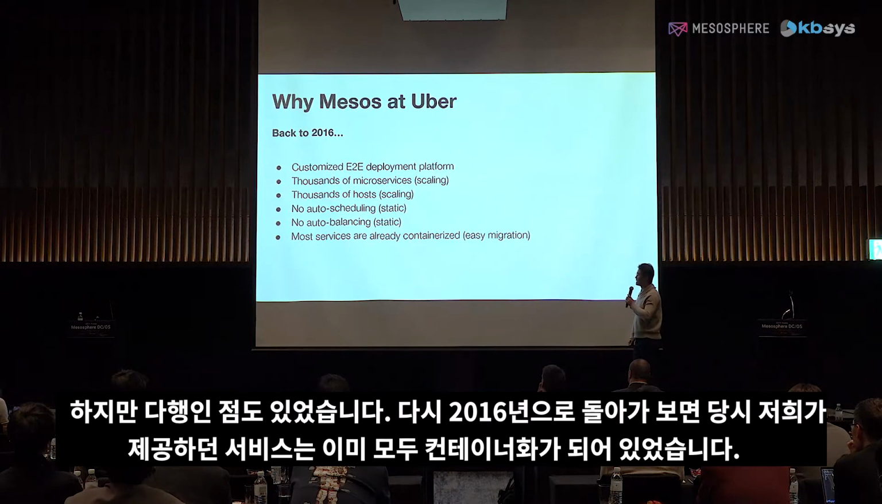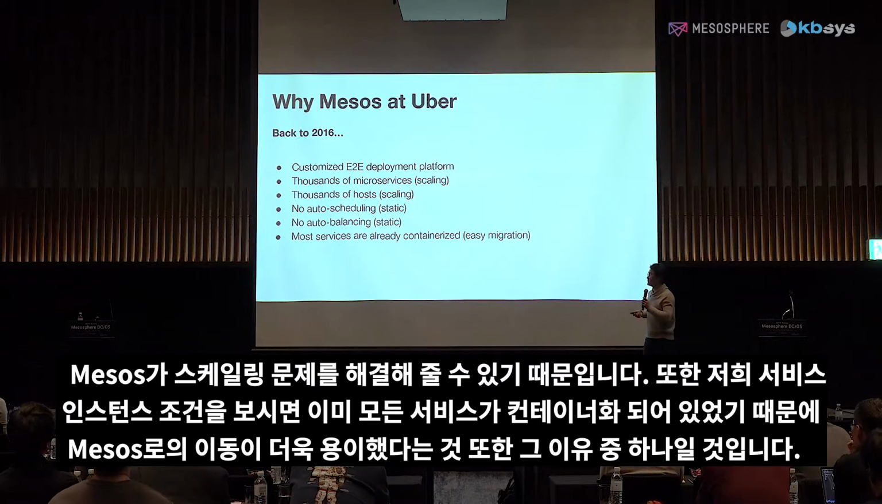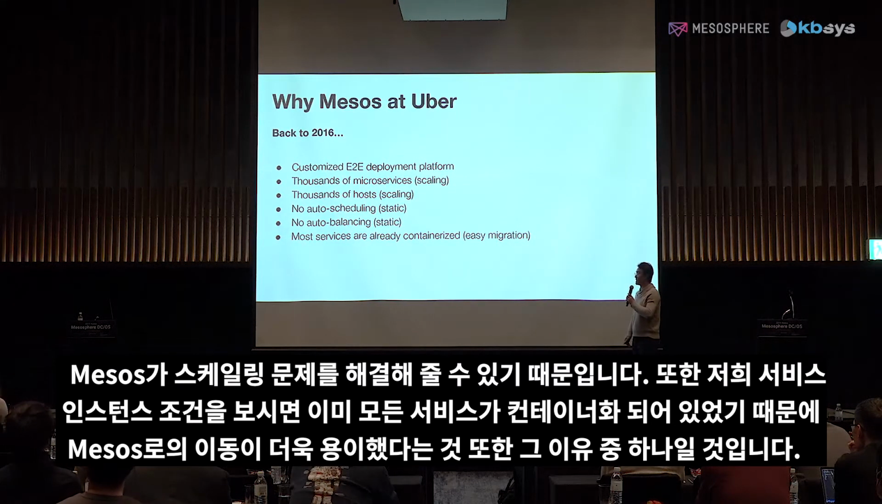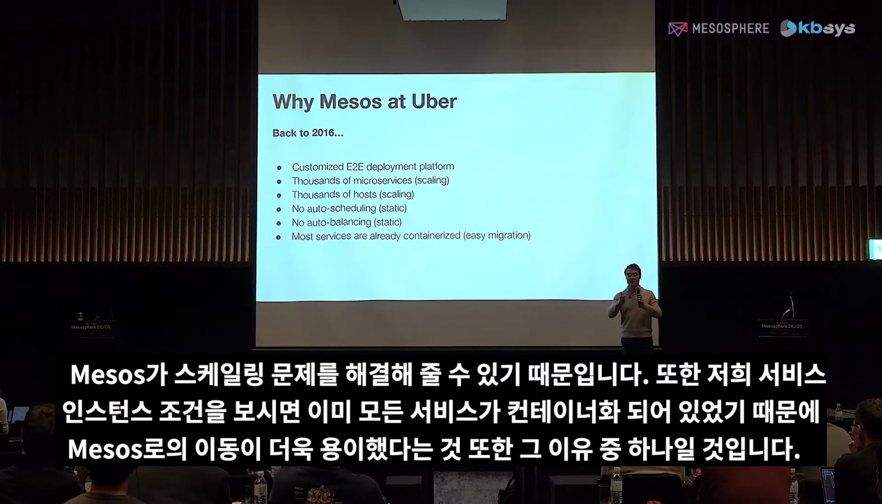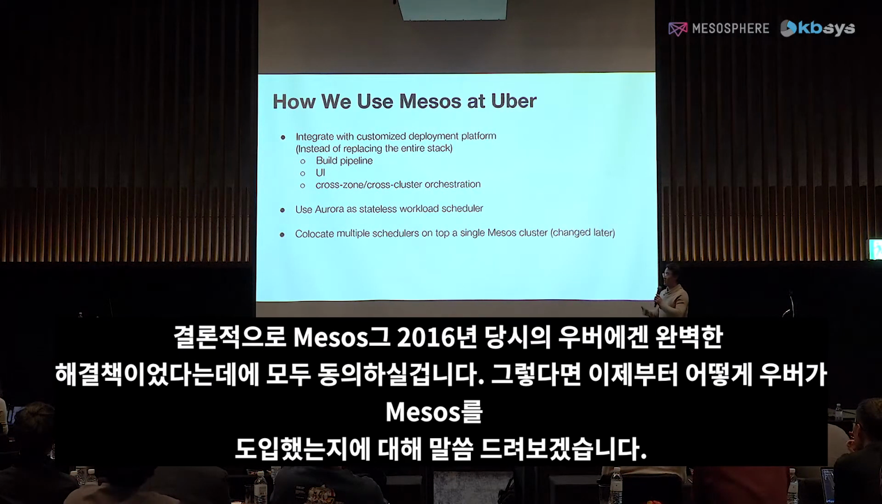Back in 2016, most of the services already running in Uber were already containerized. If you look at all these bullet points on the slides, you'll realize that Mesos at the time would be a perfect solution for us, because Mesos supports our needs for scalability, and Mesos brings the required features for auto scheduling. Also, because our service instances are already containerized, the migration from the pre-existing customized platform to the new Mesos-based platform is much easier. So I think we can all agree that back in 2016, Mesos was the perfect solution for us.